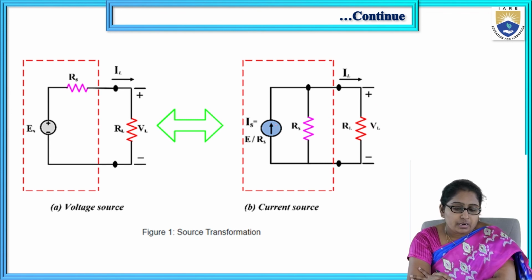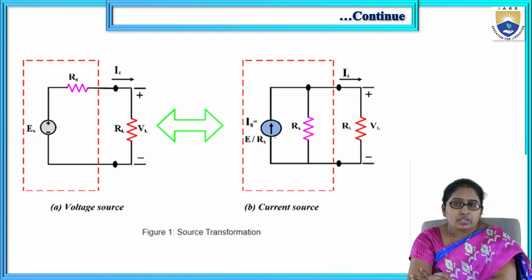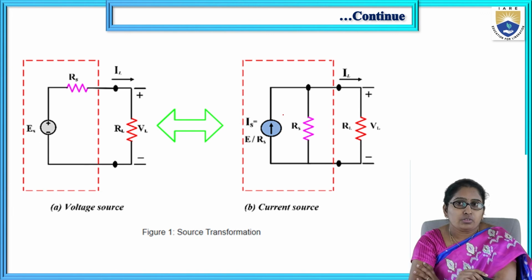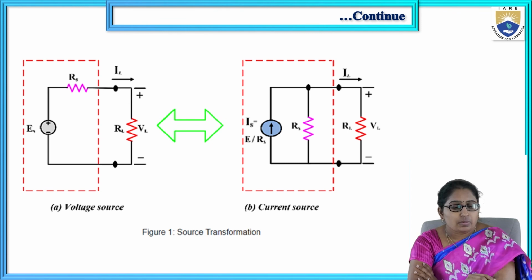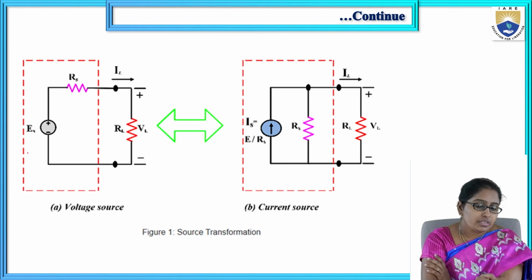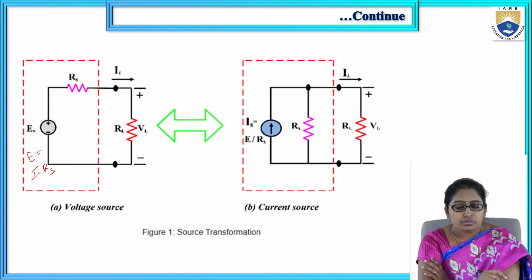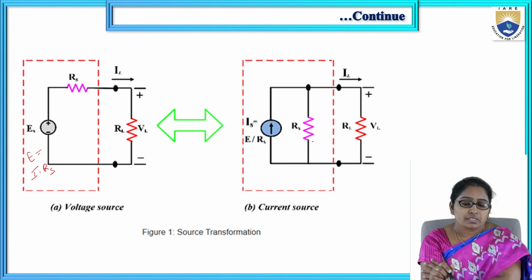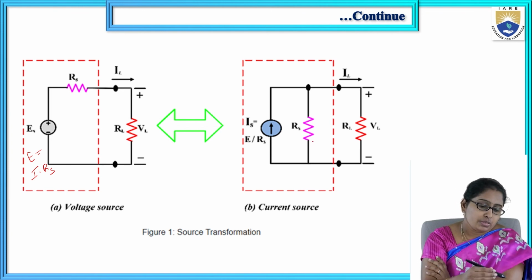And vice versa. Suppose a current source is given like this and we want its equivalent voltage source circuit. E is given by the current source I multiplied by its internal resistance, I into Rs, and the series resistance is the same as the parallel resistance of the current source.